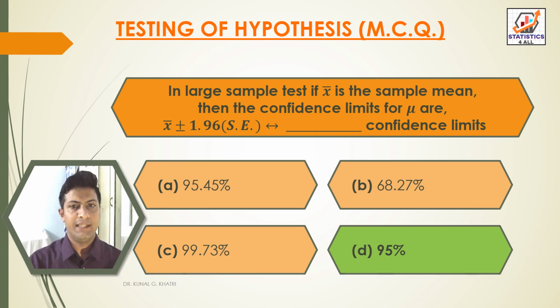In large sample test, if x bar is the sample mean, then the confidence limits for mu are x bar plus or minus 1.96 into standard error gives 95% confidence limits.